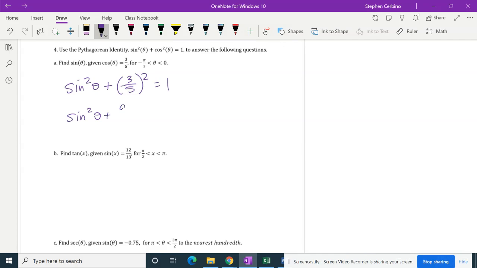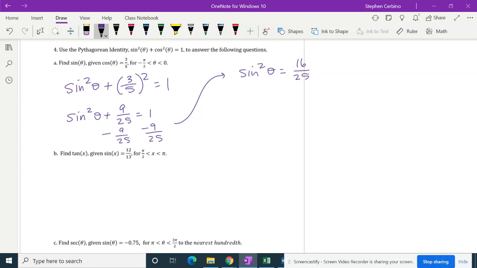3/5 squared is 9/25. If you subtract 9/25 from both sides to get sine squared by itself, you're going to get sine squared of theta is equal to 16 over 25. If you don't know where I got that from, use your calculator.